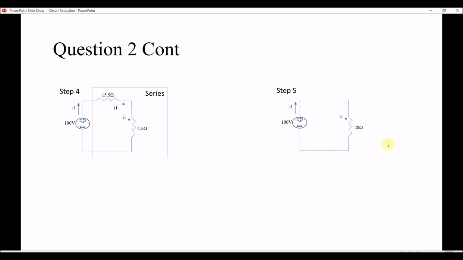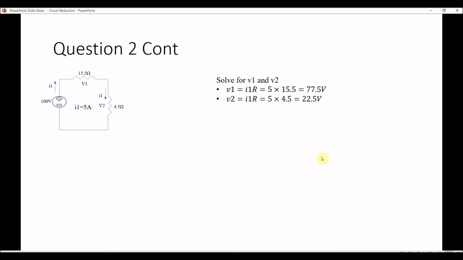Now, we're just simply going to use Ohm's law, and we're going to get V over R, which is 100 over 20, which is 5 amps. So I1 is 5 amps. So we've solved for I1. And we're going to go backwards now.